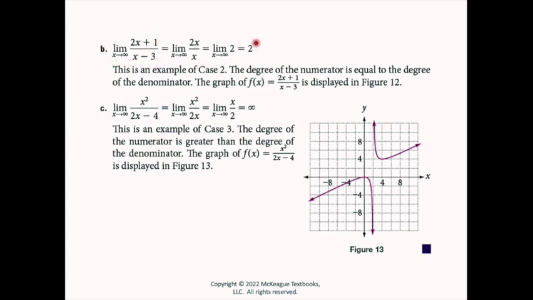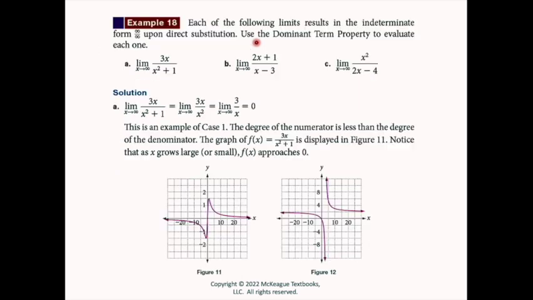Now this graph was on the previous slide, so let me back up. That was this right here. So if I follow the graph as x goes to positive infinity, it's going to level out at 2. And same thing this way. And if I go to negative infinity, it's going to level out at 2.